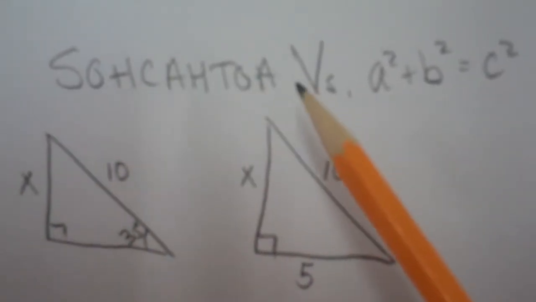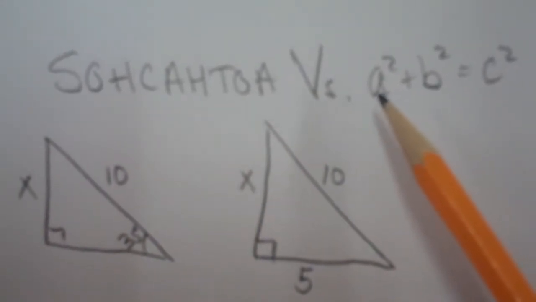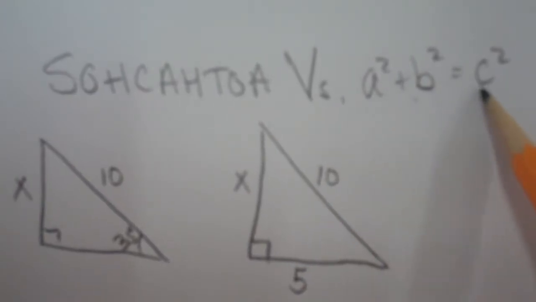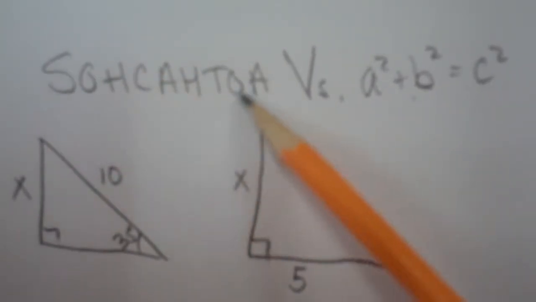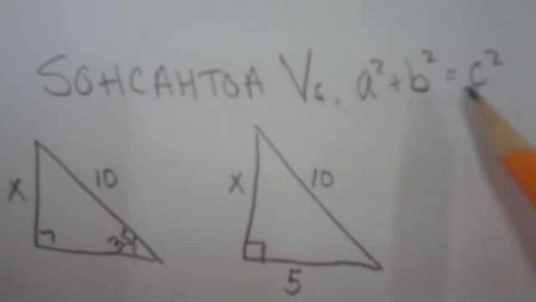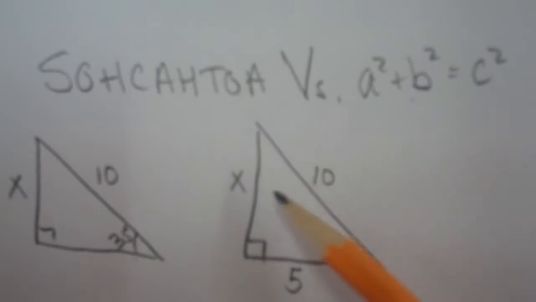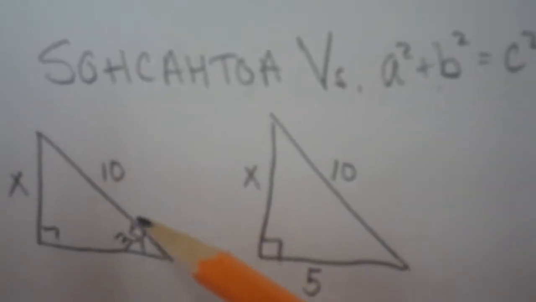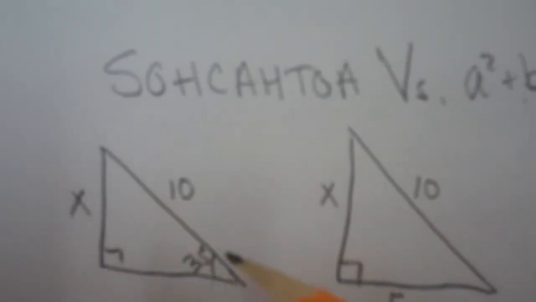Okay, when should we use SOHCAHTOA ideas, and when should we use a squared plus b squared equals c squared ideas? This is trigonometry, and it has to do with angles. This is the Pythagorean theorem, and it only uses sides. Take a look at this example first, where we use SOHCAHTOA.